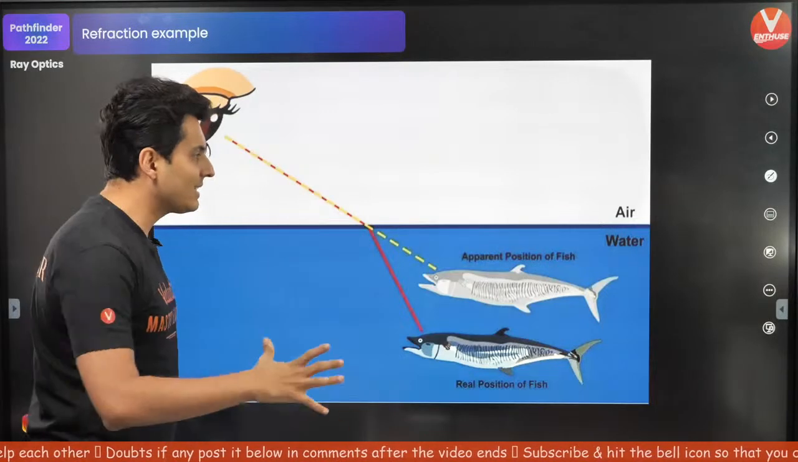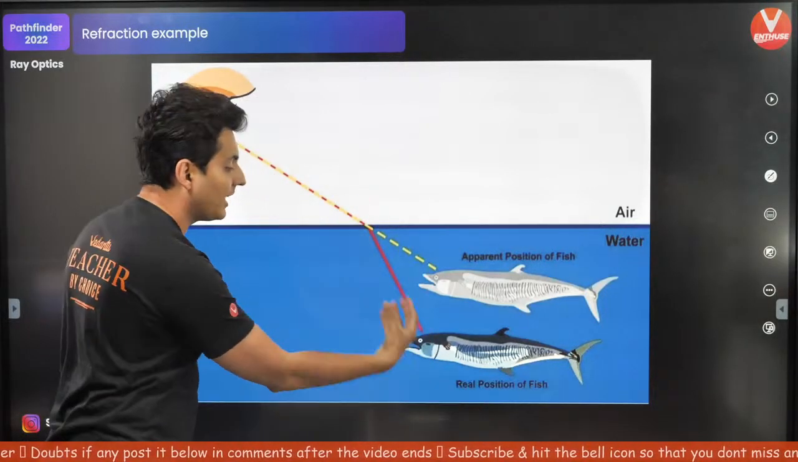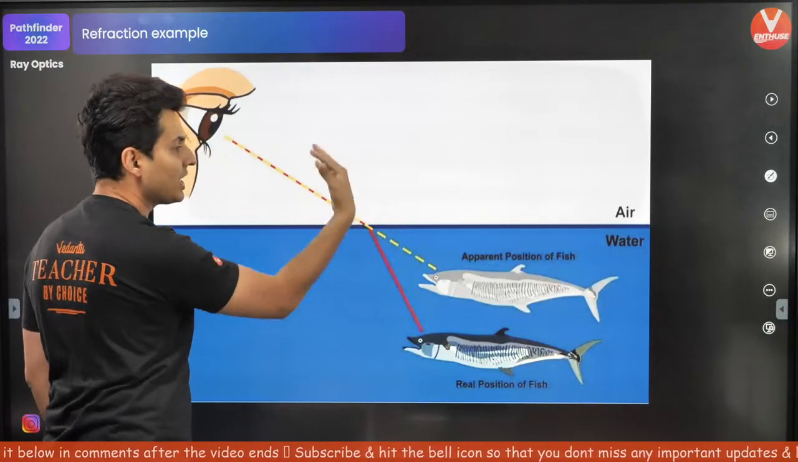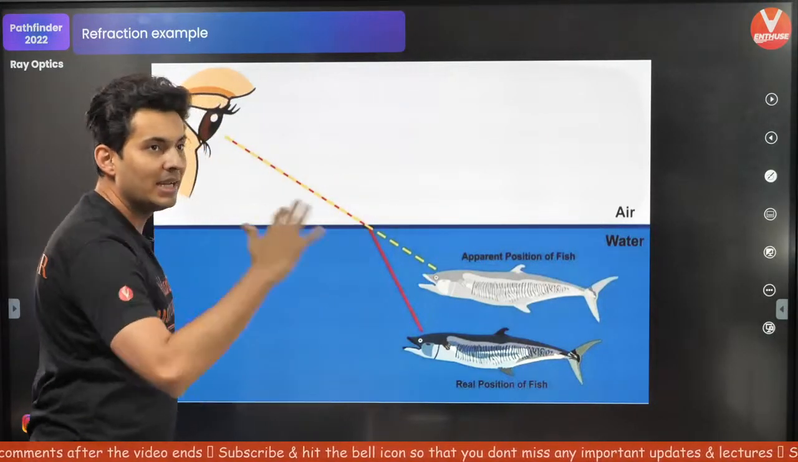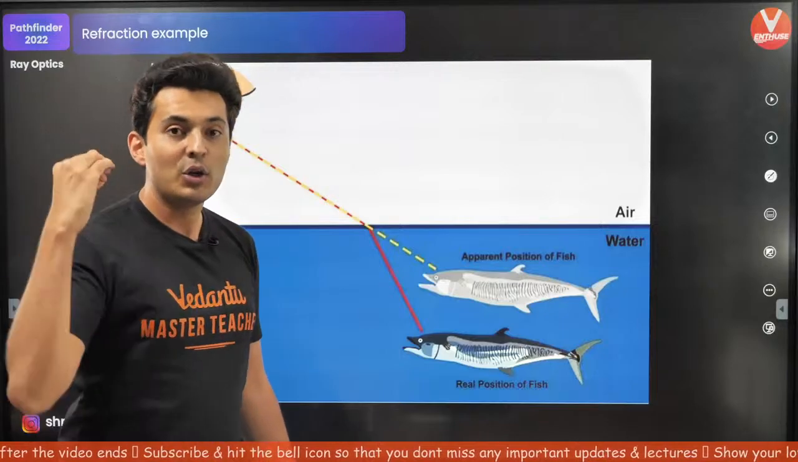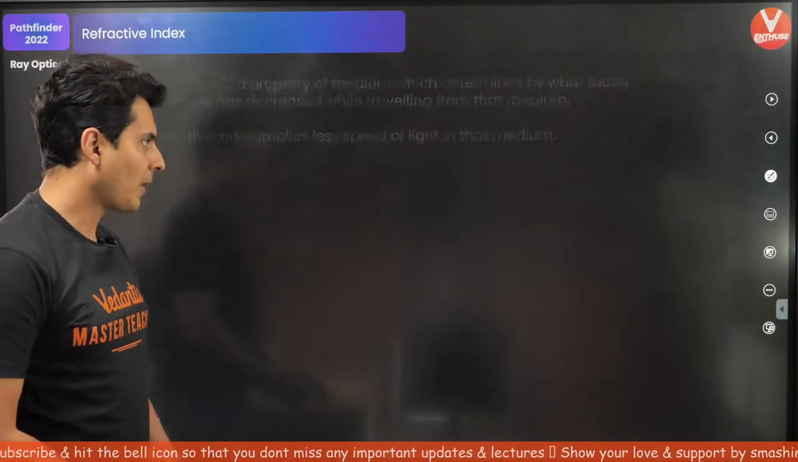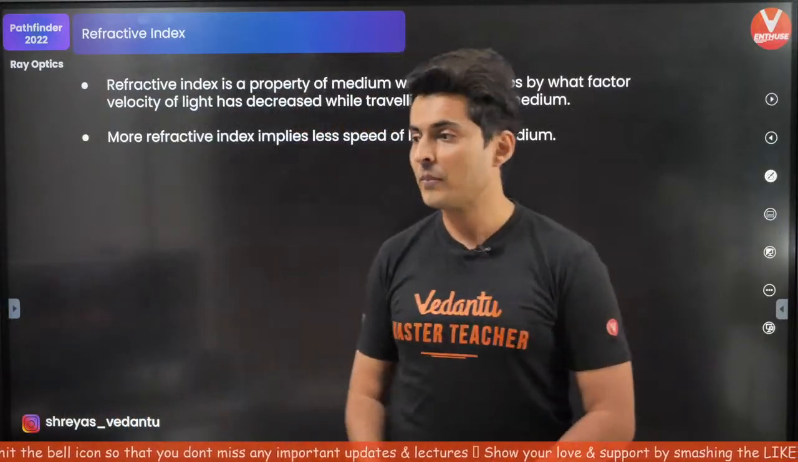You will see why this is happening: the rays of light which are coming out from the fish are getting bent when the medium changes. Water, air. The medium has changed, the light rays have bent. You feel that the fish is somewhere else. Apparent notion. All of this you're going to study today.